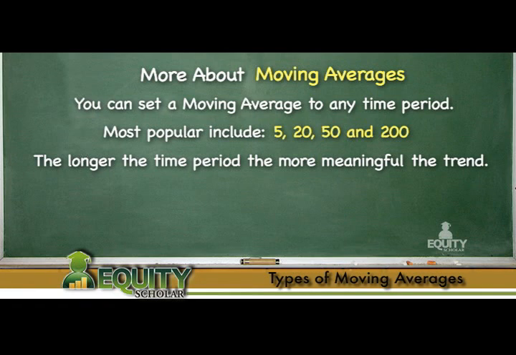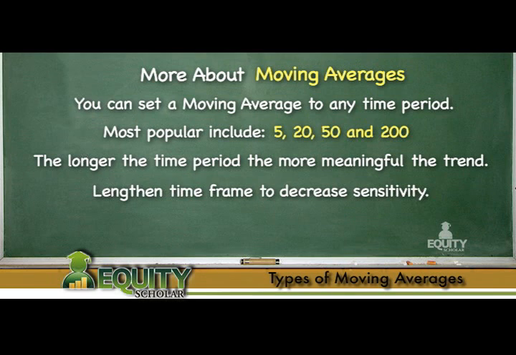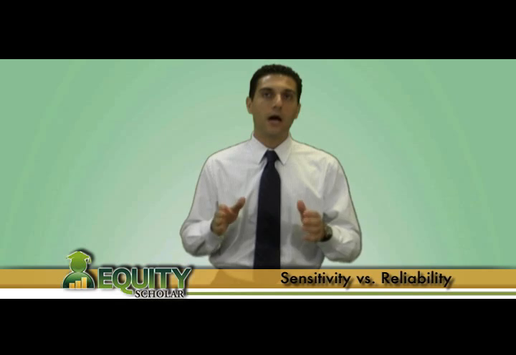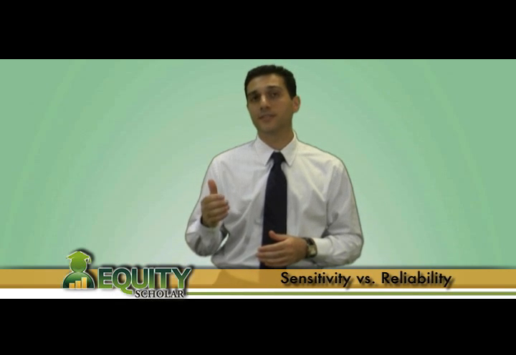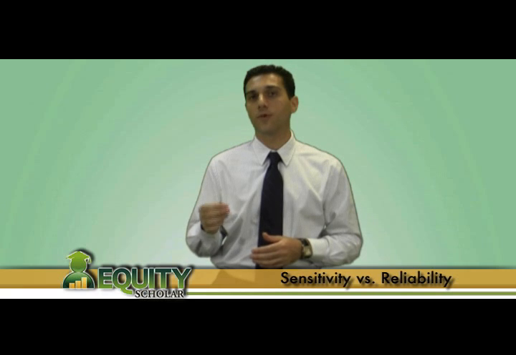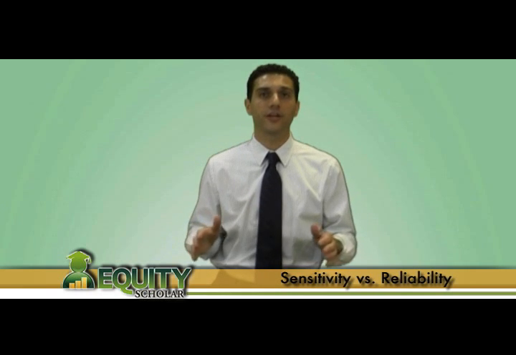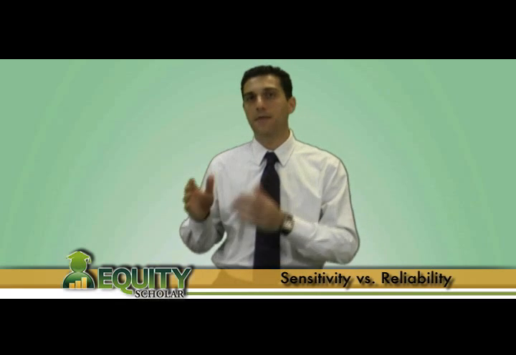However, the longer the time period, the more prevalent or meaningful the trend. If you notice that there are too many crosses through your moving average, then lengthen the time frame used in order to decrease its sensitivity. If instead you find that the moving average is constantly reacting too late, then shorten the length of time of the moving average to increase its sensitivity. While greater sensitivity leads to quicker signals, it also leads to more failed breakouts.